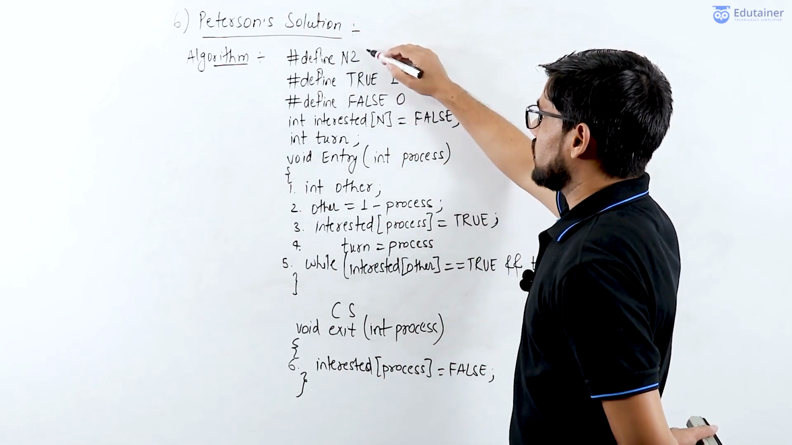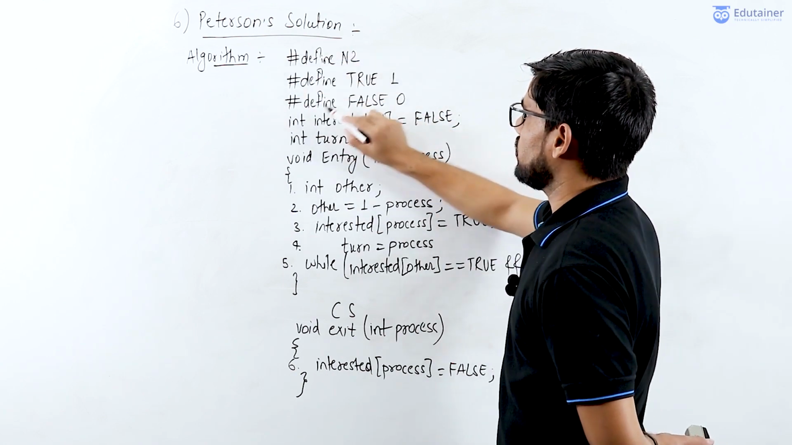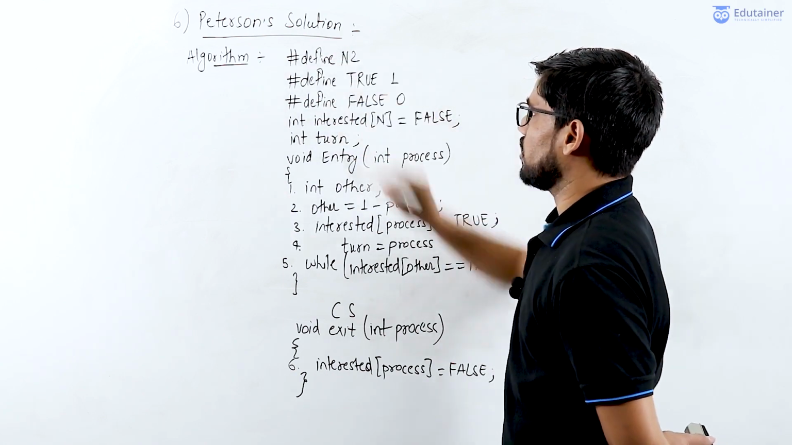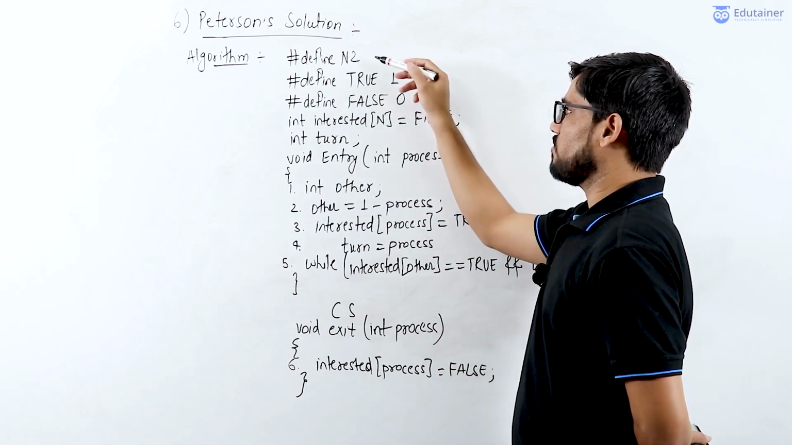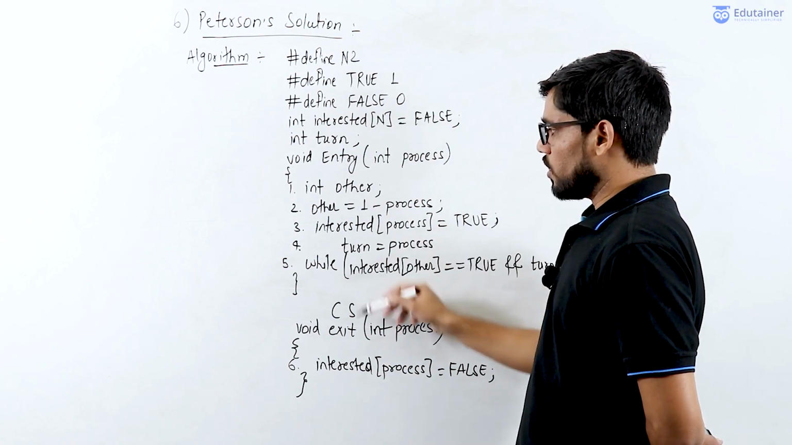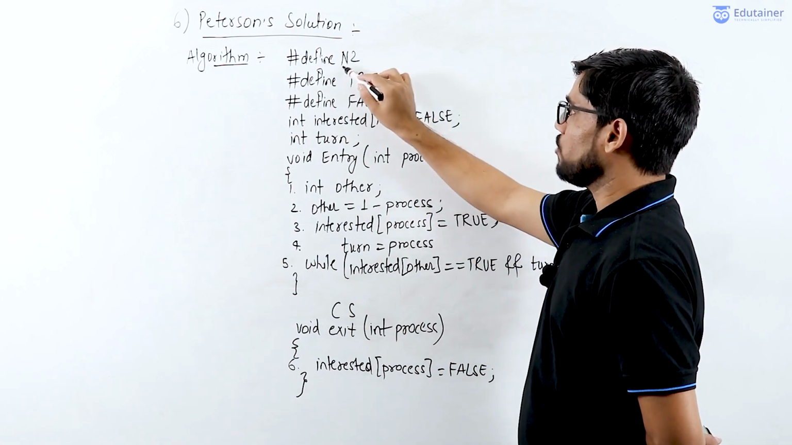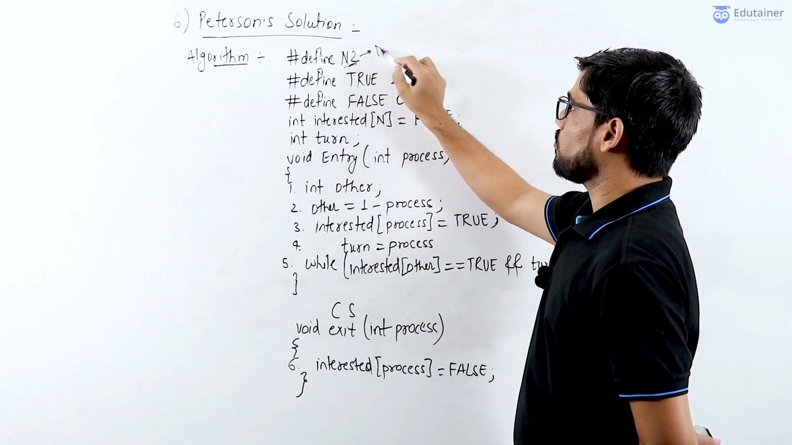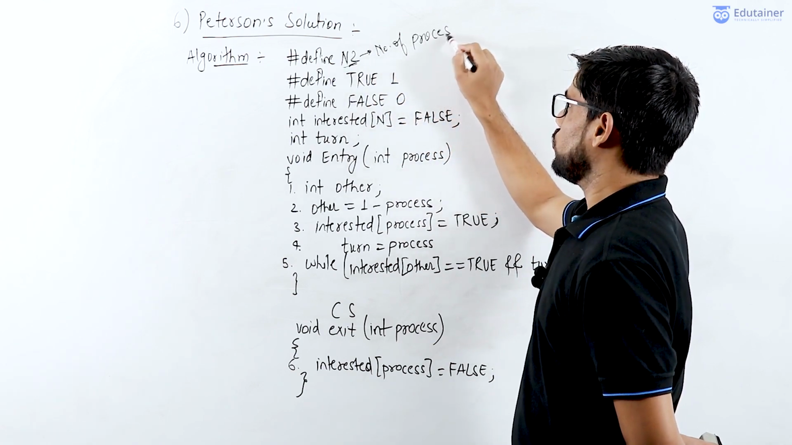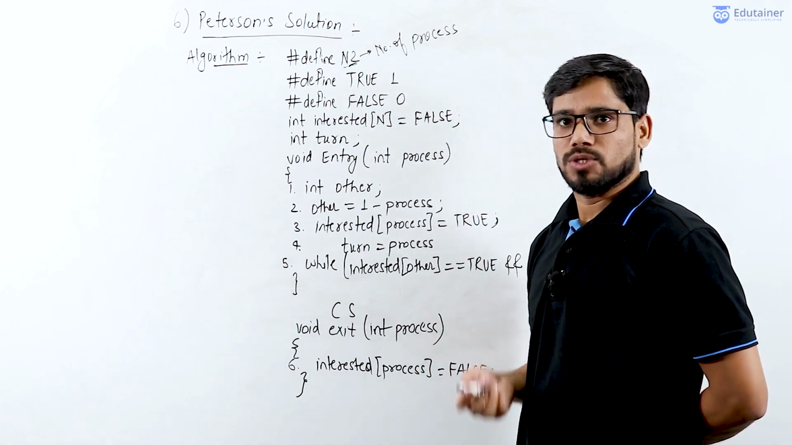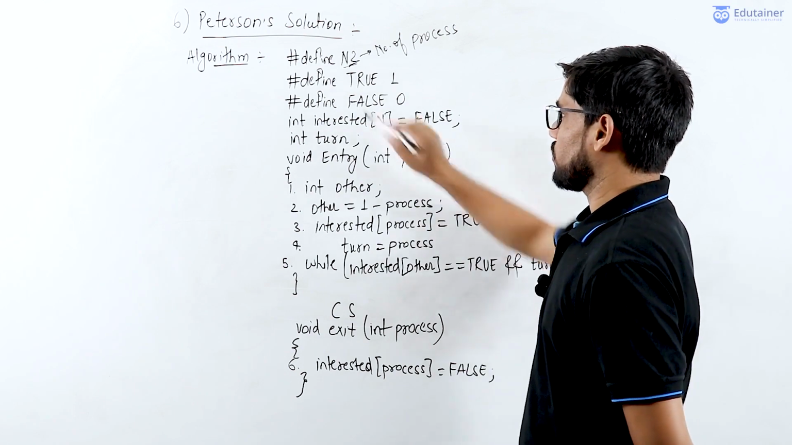First line says #define N 2. So whenever this #define macro expansion is given, it means that we are defining a constant value, and this constant value is constant throughout the whole program. So N 2 indicates the number of processes. N 2 means there are two processes used by this solution, process P0, P1, or either process Pi or process Pj.